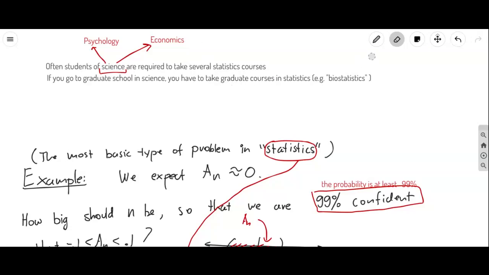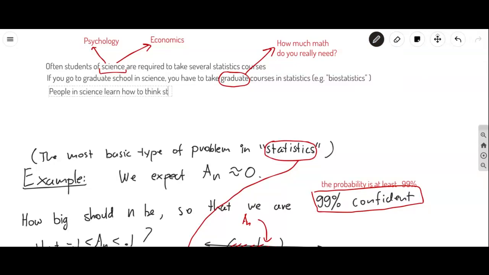Now, you see, it's a graduate course. So you may wonder, how much math do you really need? Do you need to know probability theory? Do you need to know all that measure theory stuff? Do you have to know calculus? Because if you need to know that, is it really true that someone doing a graduate course in psychology really knows all that probability theory? No. And interestingly, people in science learn how to think statistically, in fact, better than mathematicians.